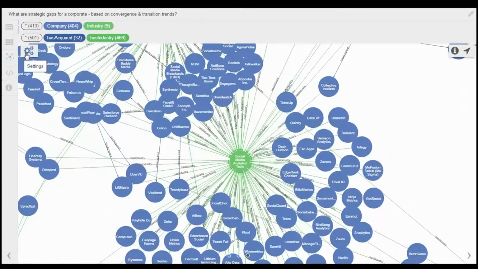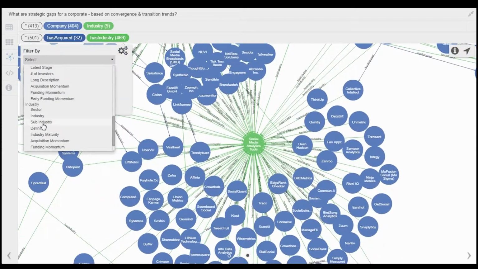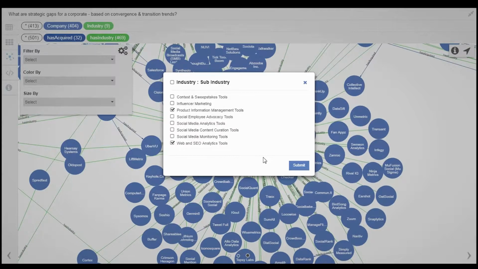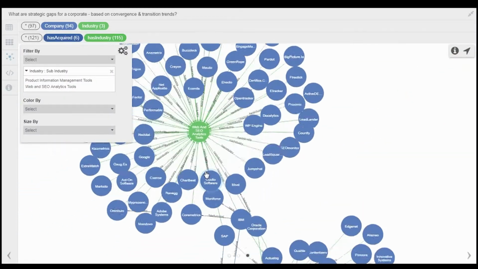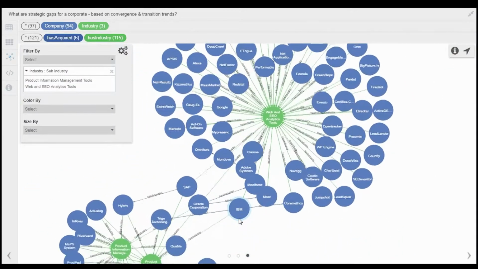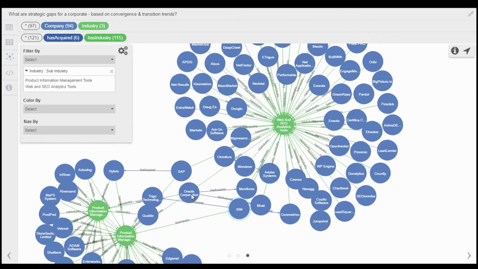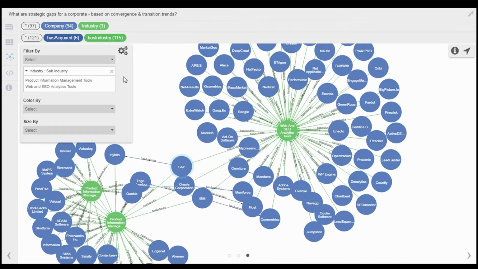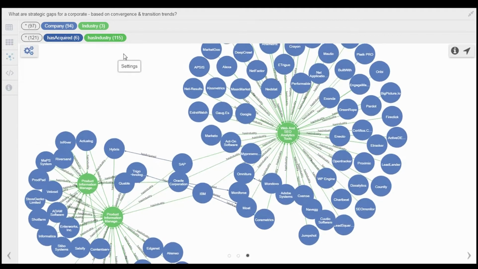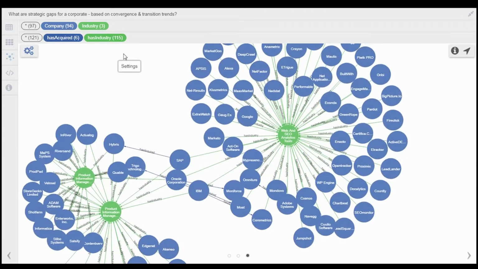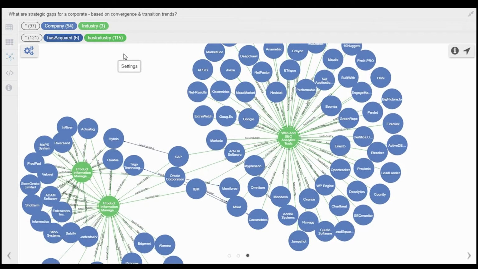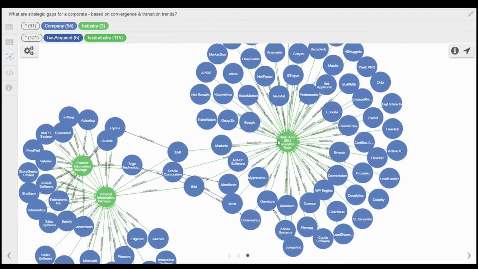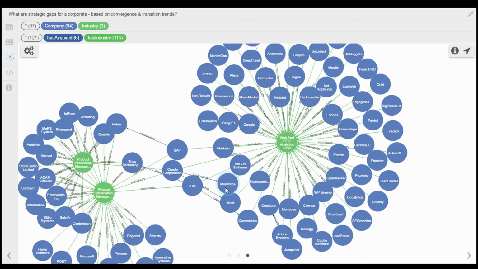Go to Settings and filter the sub-industries as Web and SEO Analytic Tools and Testing and Optimization Tools. You can see all the companies like IBM, Oracle Corporation, and SAP are the ones with both the capabilities in their portfolio, while Salesforce has testing and optimization tools as a gap. So far, we have done a gap analysis on Salesforce, one sector at a time.